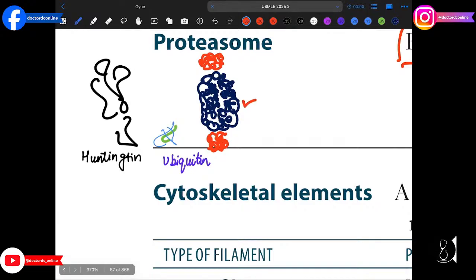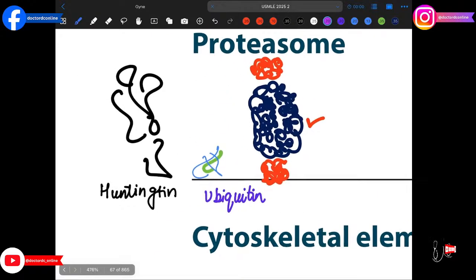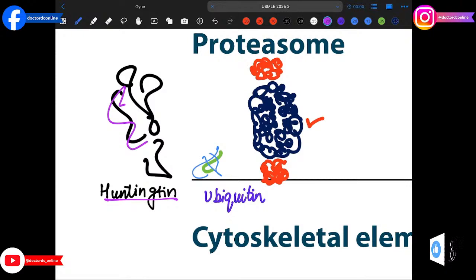Since you don't want these things going around degrading all your protein, cells have a system that allows the proteasome to be selective. So here's a protein that in some cases we might not want to have around, so we want to degrade it. This is the protein huntingtin, which aggregates and causes Huntington's disease.